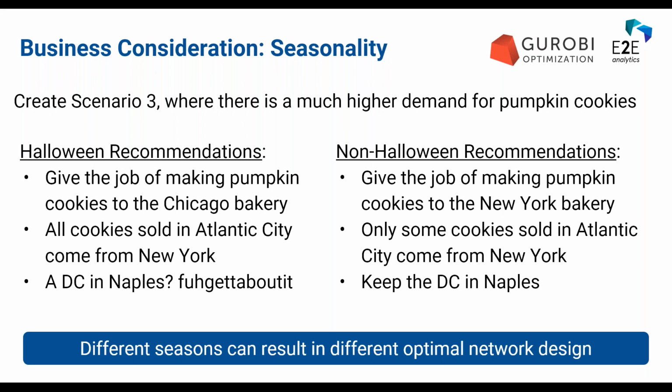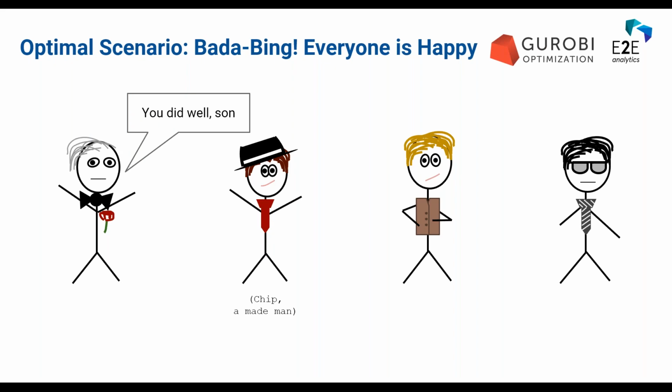And DCs might be different too. Which DCs are open might change. All right, so those are all the types of scenarios that we're going to consider. We helped Chip successfully become a made man in network design because we gave him a solution that saved them a ton of money and took everything into account. So it's a happy family.